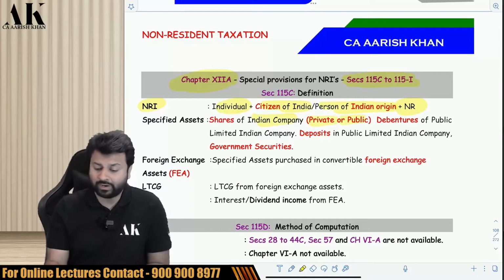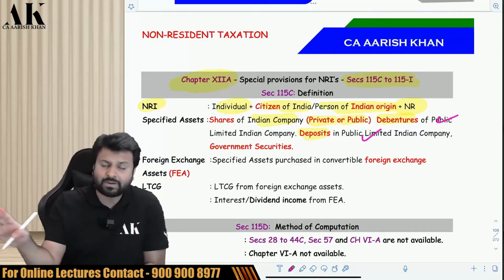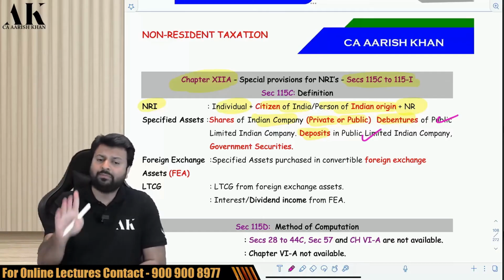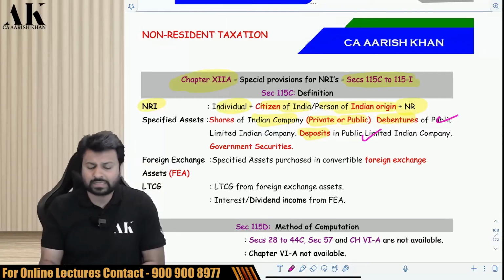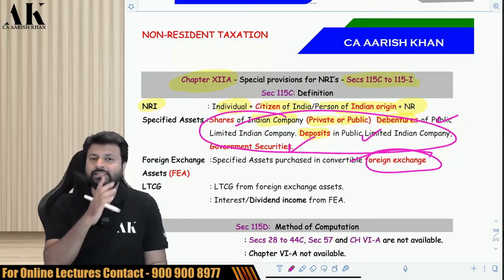Public company shares is covered. But the debentures and deposits are only of public company. Debentures of private company not covered over here. Deposits of private company not covered here. Only public company. Shares of both private and public companies covered. And government securities are also covered here. Now these assets have to be purchased in foreign currency, then only this section is applicable.